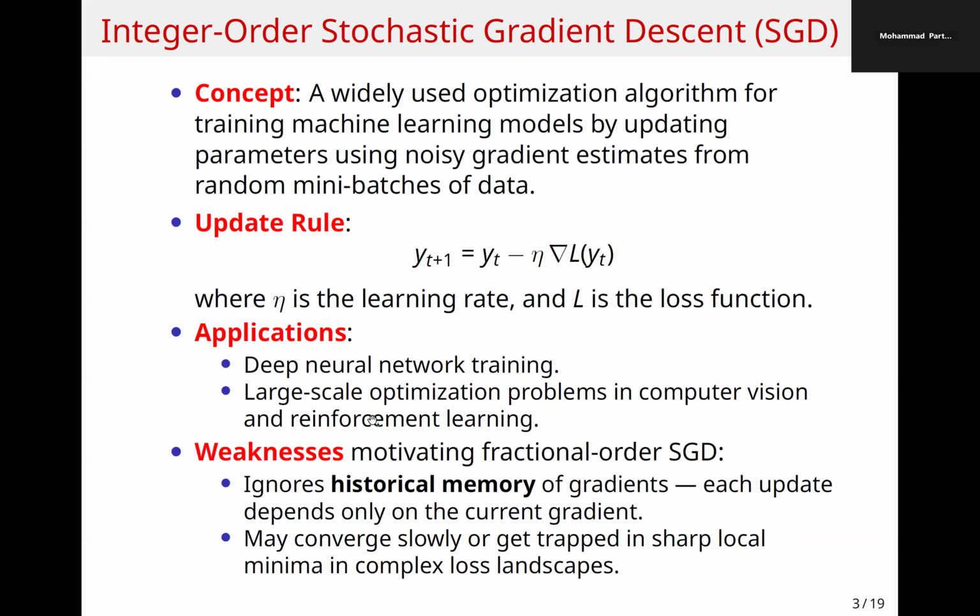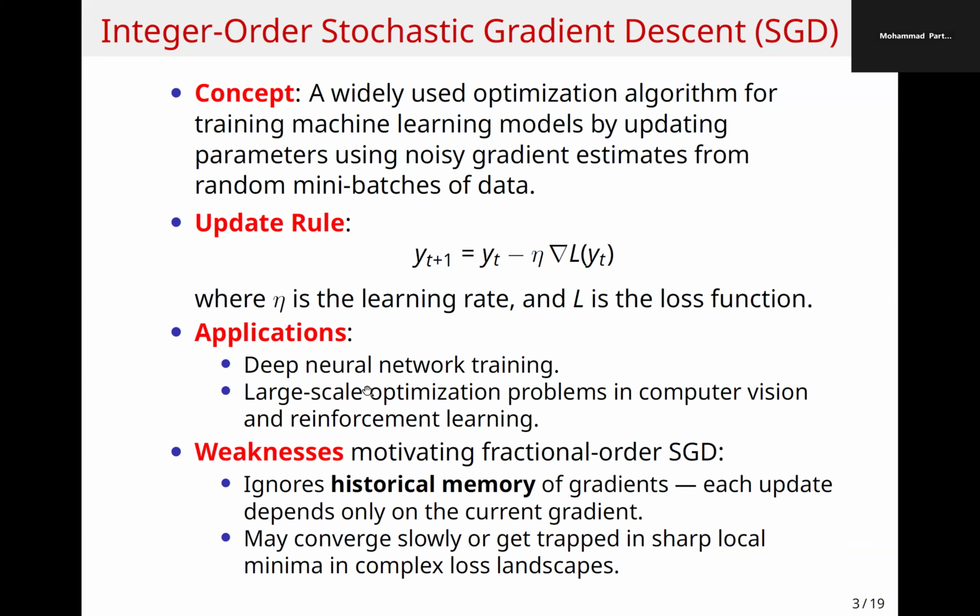One of the weaknesses of integer order stochastic gradient descent method is that it ignores historical memory of the gradients. In fact, each update depends only on the current gradient. Also, sometimes it converges slowly and or it gets trapped in sharp local minima in complex loss landscapes.